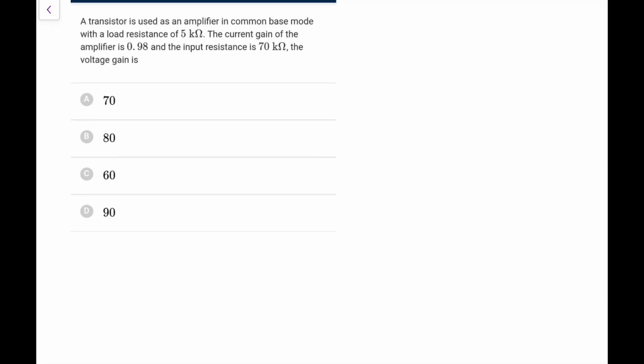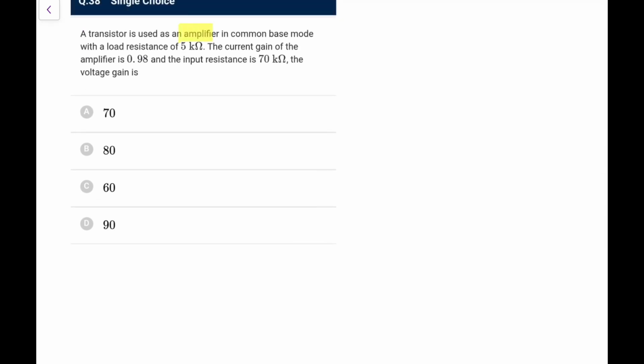Next one, a transistor used as an amplifier in common base mode with a load of 5, current gain is this, input is this, the voltage gain is. You can directly say this is alpha, the current gain. Generally we write R output upon R input, current gain into voltage gain. So current gain is 0.98, the resistance gain, sorry, what we write is 5 upon 70.